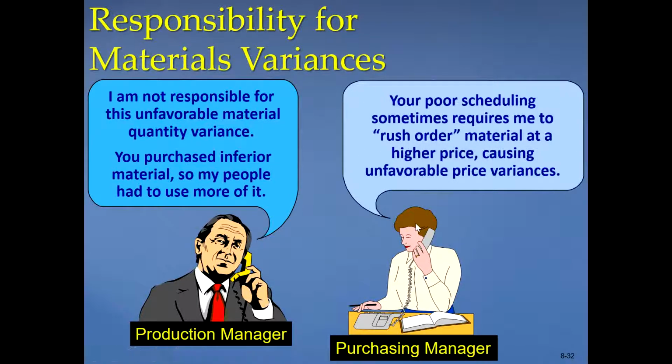But the purchasing manager may say, oh no, because you are inefficient, you are poor at scheduling, sometimes you need me to make a rush order of material at a higher price, and this is the reason I have an unfavorable price variance. In reality, it is very difficult to put the blame, or the responsibility, on the material variance. Who is responsible? This is not easy, right? So management needs to look at this information very carefully if they want to evaluate those performances.